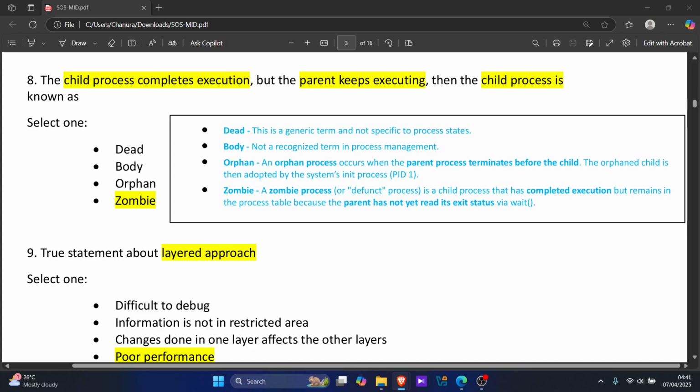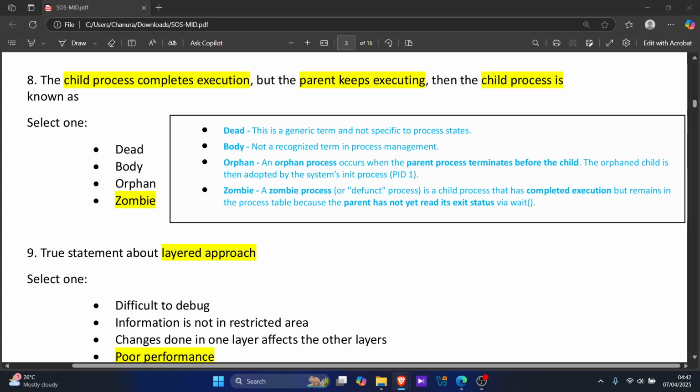First, I remember that in process management, when a child process finishes, its exit status needs to be read by the parent process using something like the wait system call. If the parent doesn't do this, the child's entry remains in the process table. But the parent is still running here. So, the child can't be an orphan because an orphan process is when the parent dies before the child, and then the child is adopted by the init process. In this case, the parent is still executing, so the child isn't orphaned.